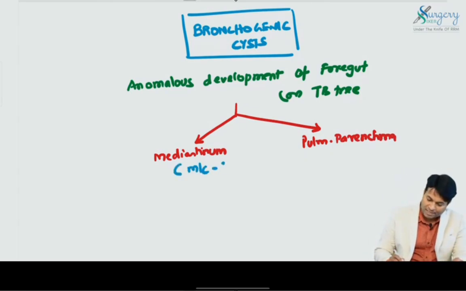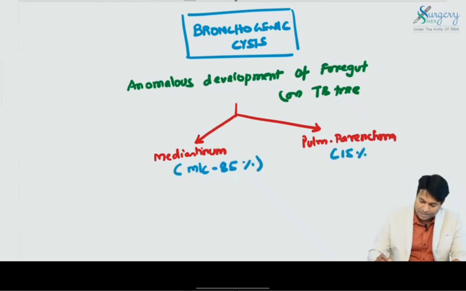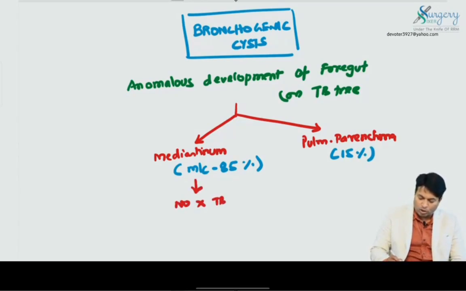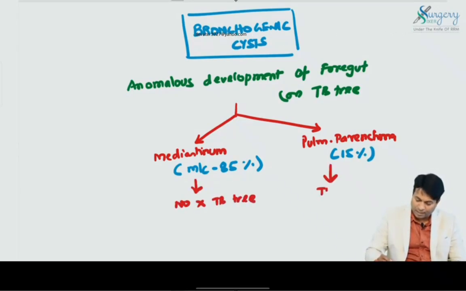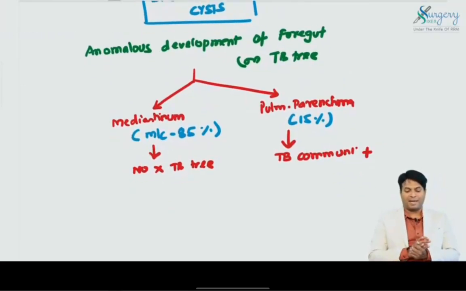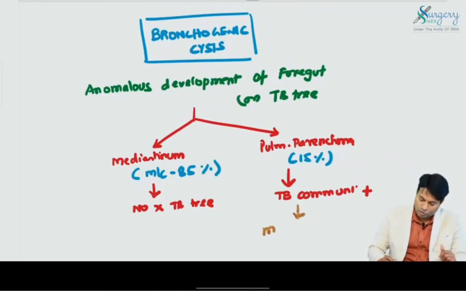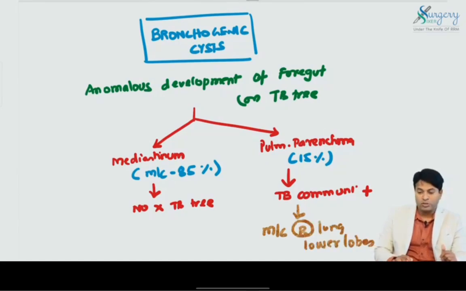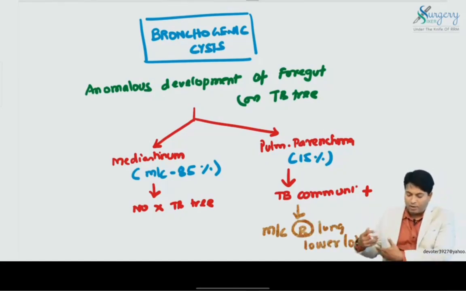It is most common in the mediastinum. Around 85% is seen in the mediastinum, and only 15% is seen in the pulmonary parenchyma. When it is present in the mediastinum, no communication is seen with the tracheobronchial tree, whereas if it is in the pulmonary parenchyma, tracheobronchial communication is present. If it is in the pulmonary parenchyma, it is most common in the right lung, in the lower lobe.